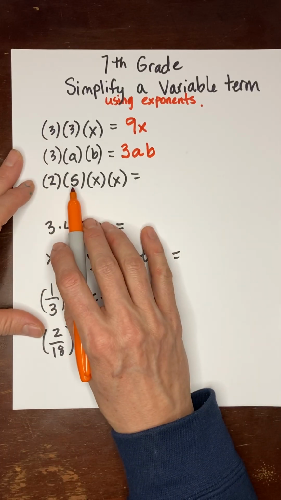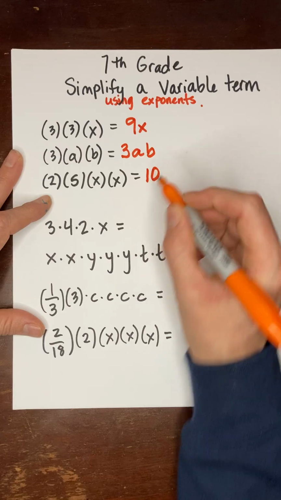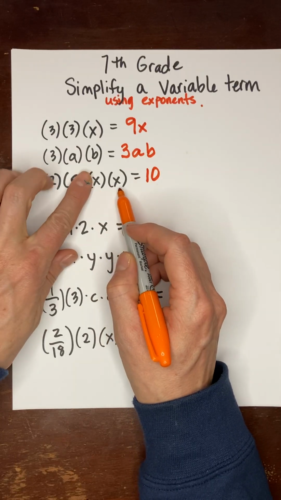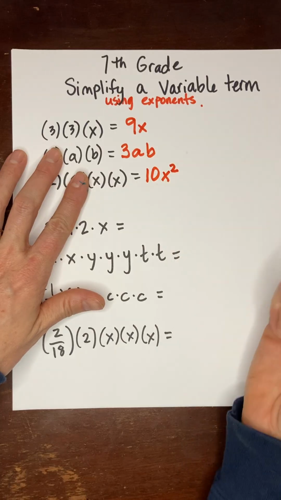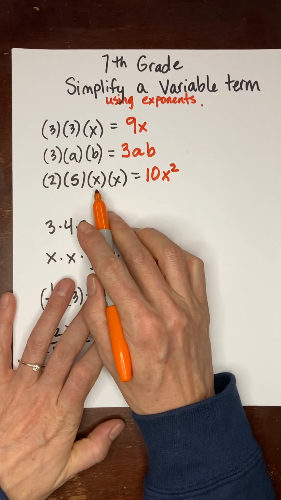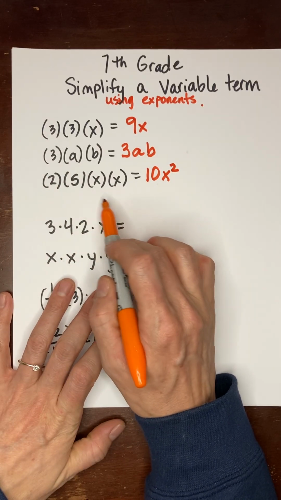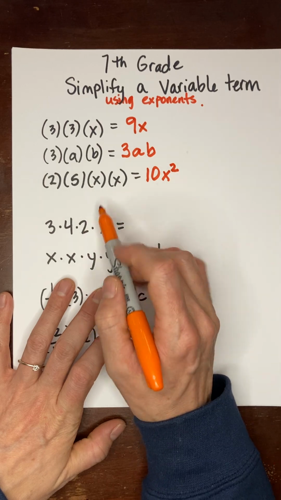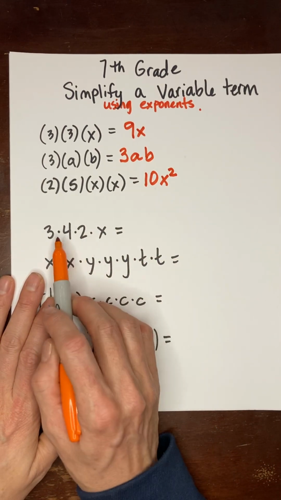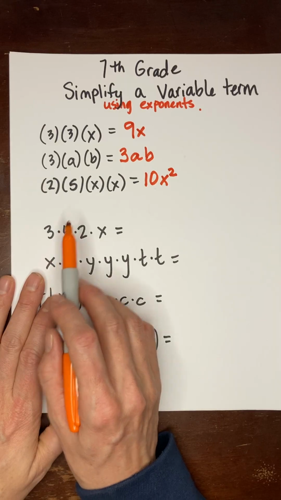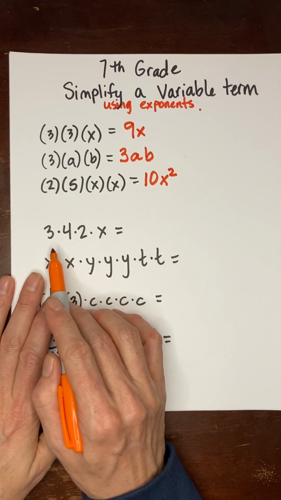All right, 2 times 5 is 10, and I have x times x. And in exponential form, we can write that as x squared, because it tells me repeated multiplication. So exponents are repeated multiplication. All right, let's have a look at this one. 3 times 4. So again, a raised dot means multiply, just like side-by-side parentheses. It's just another way of writing it.